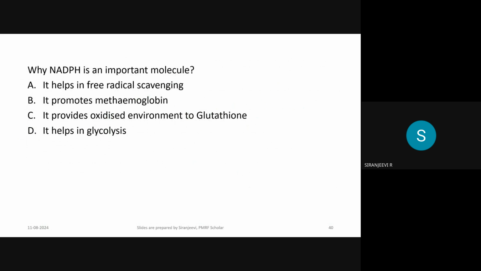Why is NADPH an important molecule? It helps in free radical scavenging. Yes. Does it promote methemoglobin? No, it won't promote methemoglobin. It stops methemoglobin. It converts the Fe3+, the oxidized form of iron, into the reduced form, thereby increasing O2 transport.